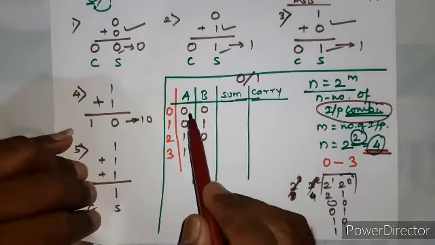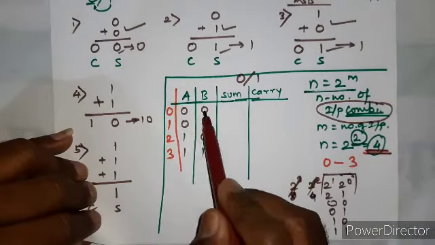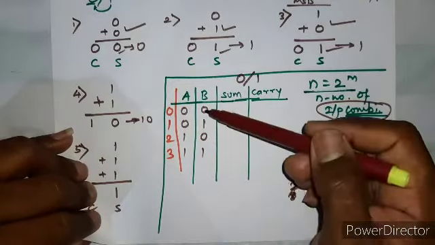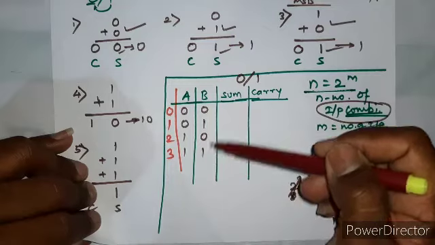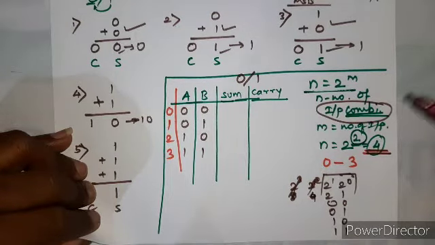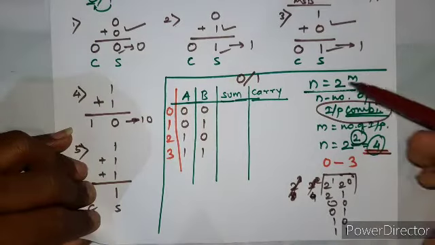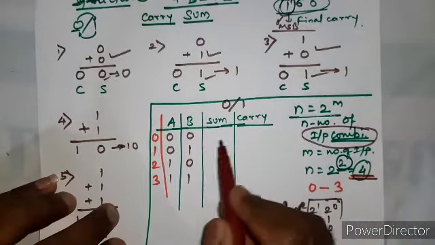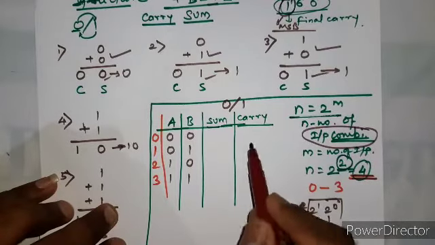So the input combinations for 2 inputs are always 0, 0, 0, 1, 1, 0, 1, 1. You can see here 0, 1, 0, 1, and then 0, 0, 1, 1. This is also one way to remember this, but that is a method of remembering. If you understand this method, automatically you can draw this table. So let us now fill this table further.